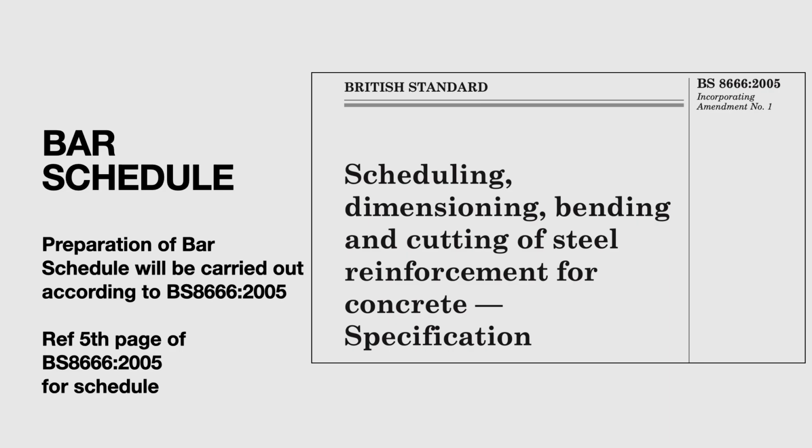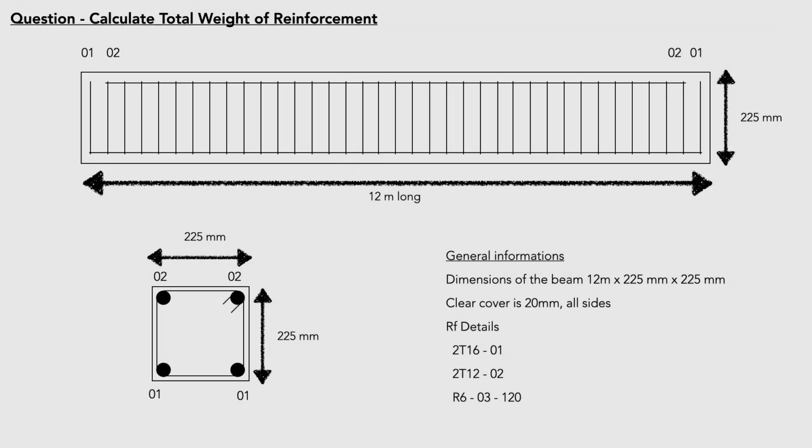which are BS 8666, 2005 and BS 4449, 2005. So this is the task we are going to practice in this video and I'm going to demonstrate each and every step essential to calculate the weight of each steel bar.